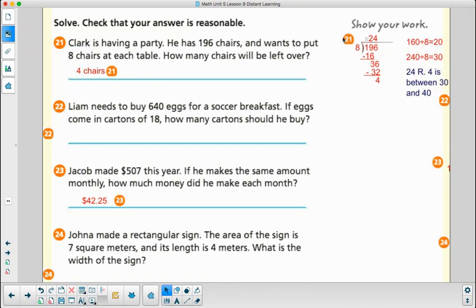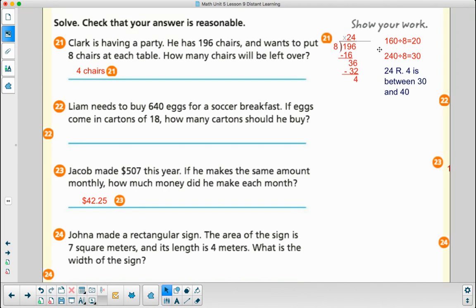Now let's check and see if it's reasonable. On this one, I thought, hey, dividing by 8 is definitely easy. But when I looked at 19, well, 19 is close to 16. So I went 160 divided by 8 is 20. But the next multiple of 8 up from 19 is 24. So I thought 240 divided by 8 is 30. So using the two of them, I know that 24 remainder 4 is between 20 and 30. So 24 remainder 4 is reasonable. So my remainder 4 is reasonable.